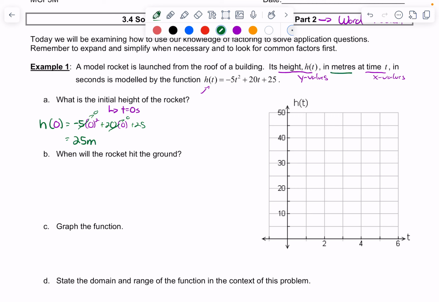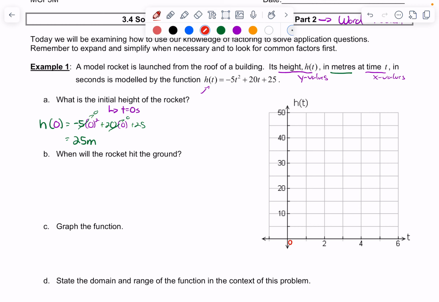I know I did the math here, but as you remember, this is given in standard form here. So the initial height is also your y-intercept, because the y-intercept is when time is 0. So that would have been a much faster way for you to find it as well.